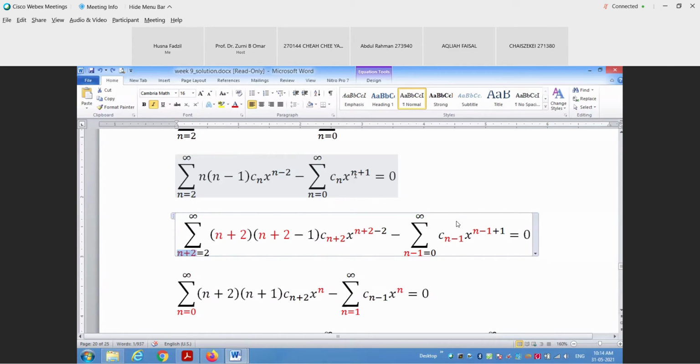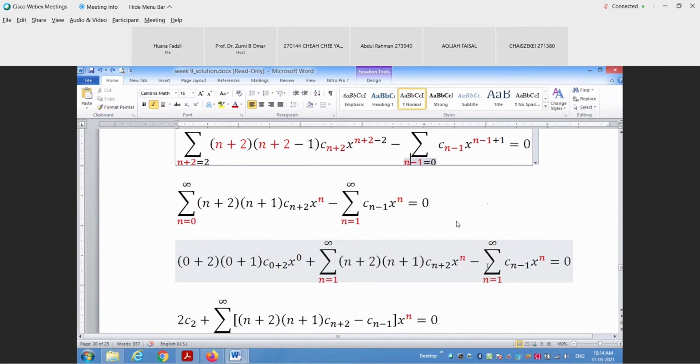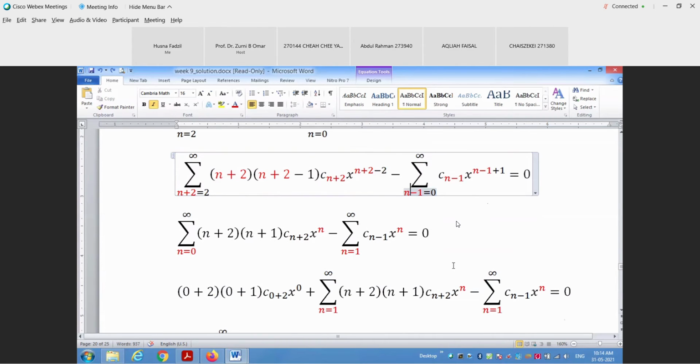Okay, in this series, you replace n with n minus 1. So that's why we have n minus 1 here. And then C_{n-1}, x^{n-1+1}. Okay, then we simplify all the terms.